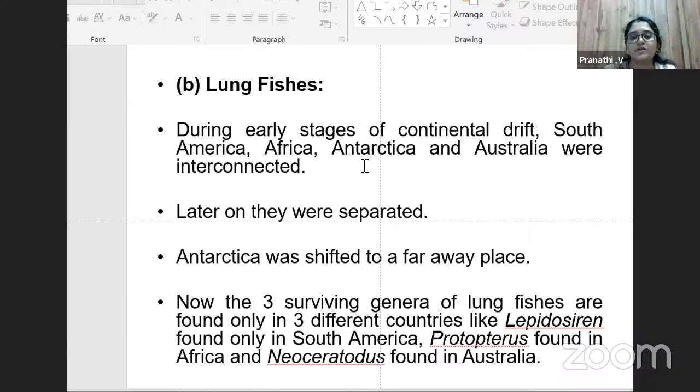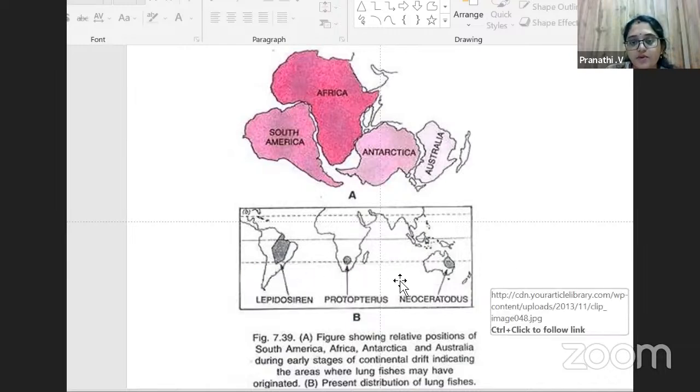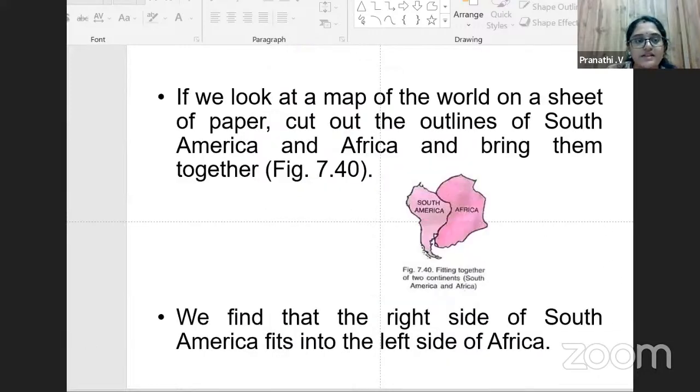And then the lungfishes also. So now we have the South American lungfishes, the African lungfishes, then we have the Australian lungfishes also. So they're all present in different countries and different continents altogether. One in South America, one in Africa, and one in Australia. So this is how it got distributed. And this is the present distribution of the lungfishes: Lepidosiren is found in the South American region, Protopterus in the African, and Neoceratodus is found in the Australian region. So this is how it was.